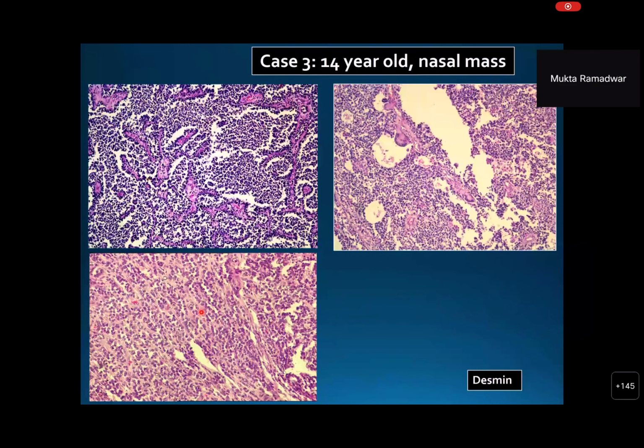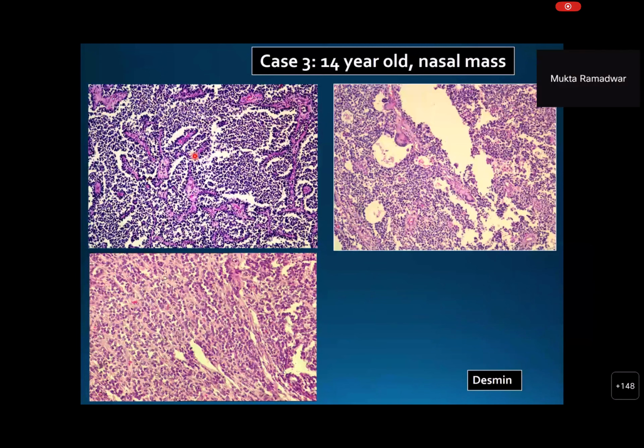So what is your differential diagnosis here? Now the age of the patient is 14-year-old. The site is nasal mass, and this is the morphology. You do have a round cell tumor at hand, which has some pattern. There are some multinucleate giant cells, and then there are these alveolar spaces. What is your differential diagnosis? Ma'am, alveolar rhabdomyosarcoma or olfactory neuroblastoma. Okay, yes, very good. Good differential diagnosis.